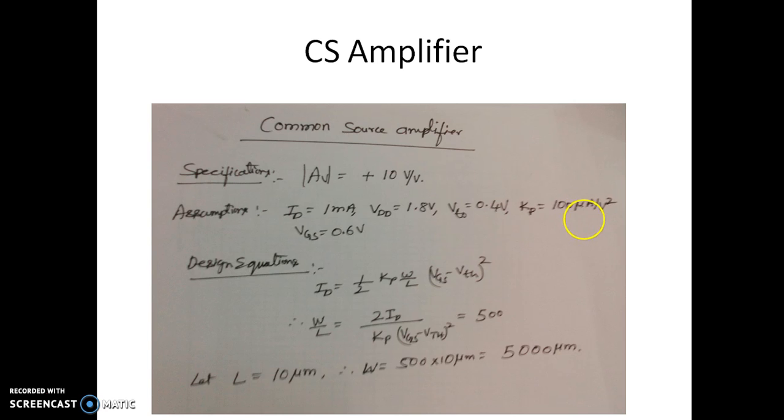So using the design equation, Id is equal to half mu n Cox, which is nothing but Kp, into W by L into (Vgs minus Vth) whole square, which is the expression for drain current in saturation mode. Why we have chosen this equation is because the MOSFET will be operating in saturation region when it is used as an amplifier. So we end up using this equation, and W by L happens to be 500. So let us assume the value of L to be 10 micron, and let us assume the value of W to be 5000 micrometer.